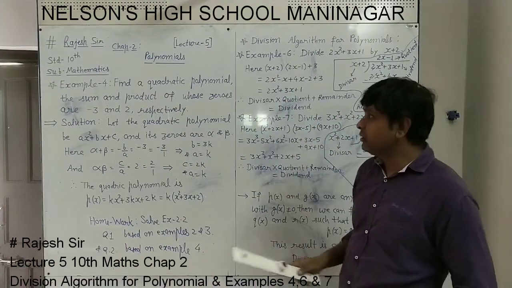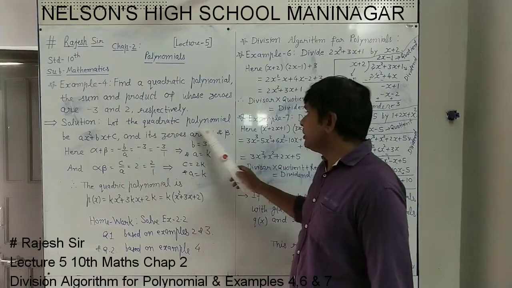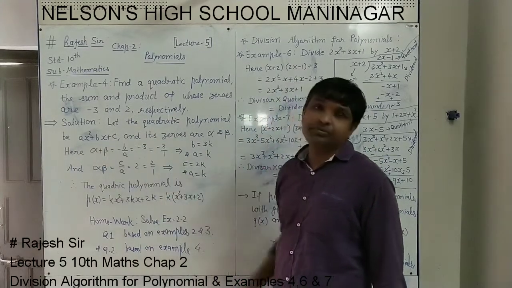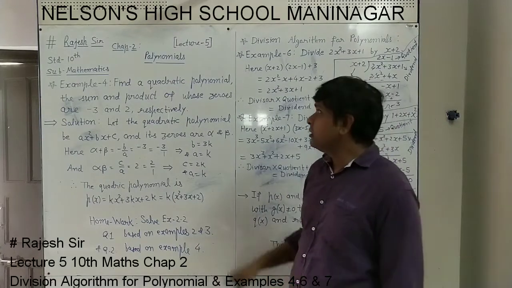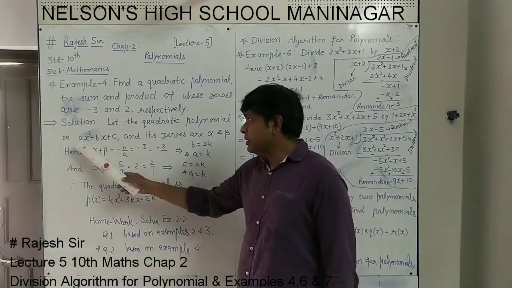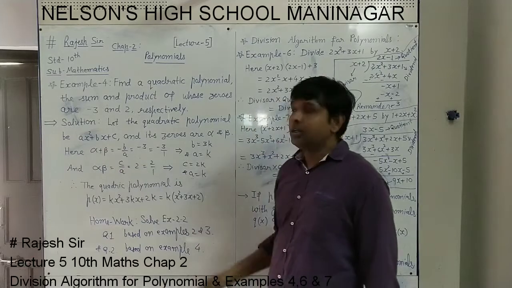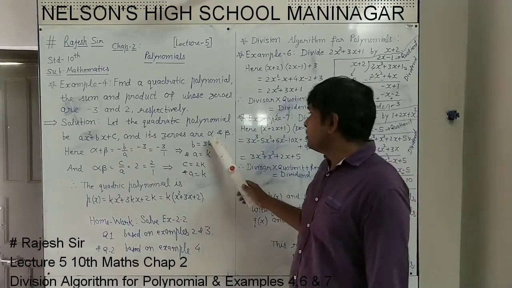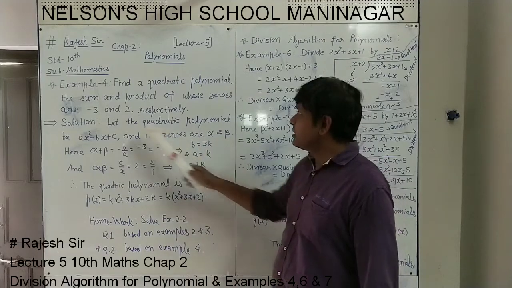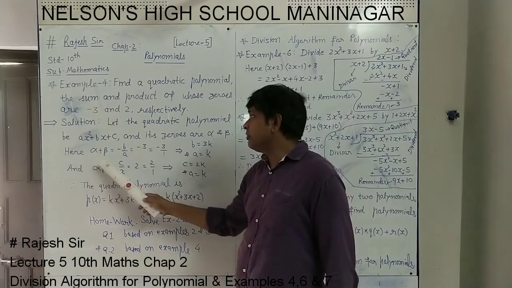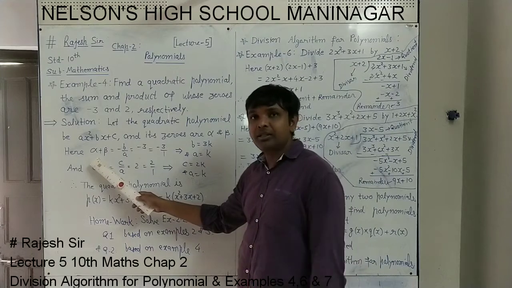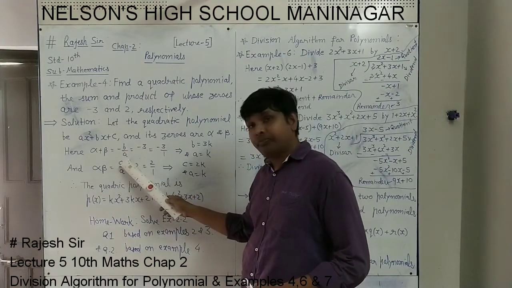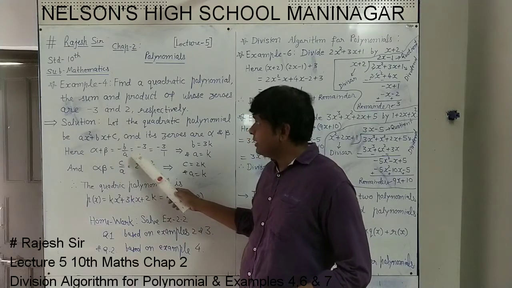So it's so simple. In the solution, let the quadratic polynomial that we want to find out be ax square plus bx plus c, the standard form we consider. And its zeros are alpha and beta, as in theory we have seen. So if the zeros are alpha and beta, the sum is given. So we can write alpha plus beta, which represents the sum of two zeros, equals minus b upon a, and equals -3, as given in the question.